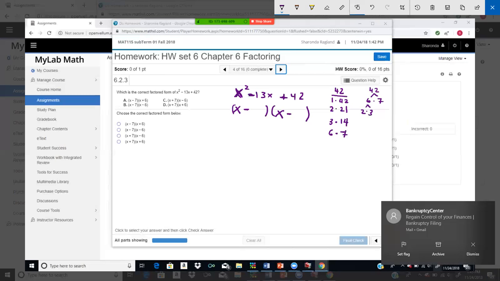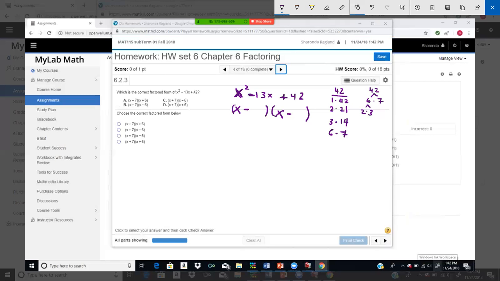Which one will give you a negative 13? Okay, good. So we get it from here, right? 6 and 7. All right, so now, does it matter which one I put first? No. Okay, and so here, x minus 6 and x minus 7. Do we see that? Yep, right here. So it doesn't matter which one you put first. Okay, good. And you can actually see this, all right?